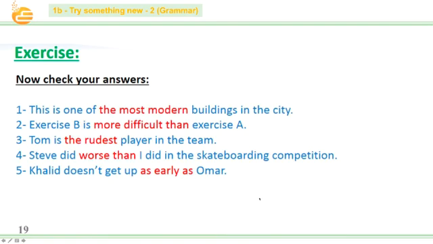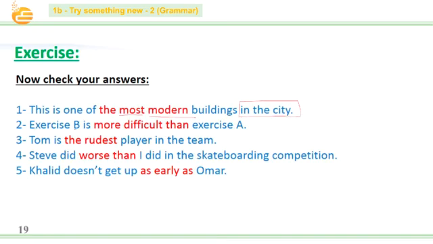See the answers. Number 1, this is one of the most modern buildings in the city. Most modern. Number 2, exercise B is more difficult than exercise A. So, number 1: this is superlative. Modern is a long adjective, building in the city. Superlative, okay? We know, in the city, it is not comparing between two things.